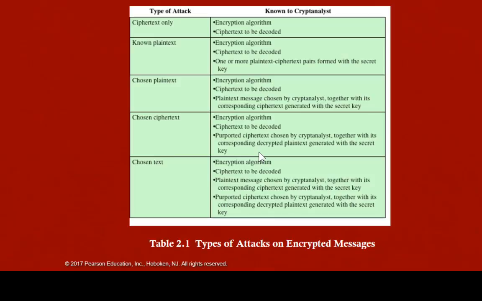In general, if the analyst is able to choose the messages to encrypt, the analyst may deliberately pick patterns that can be expected to reveal the structure of the key. The table lists two other types of attack: chosen ciphertext and chosen text. These are less commonly employed as cryptanalytic techniques, but are nevertheless possible avenues of attack.